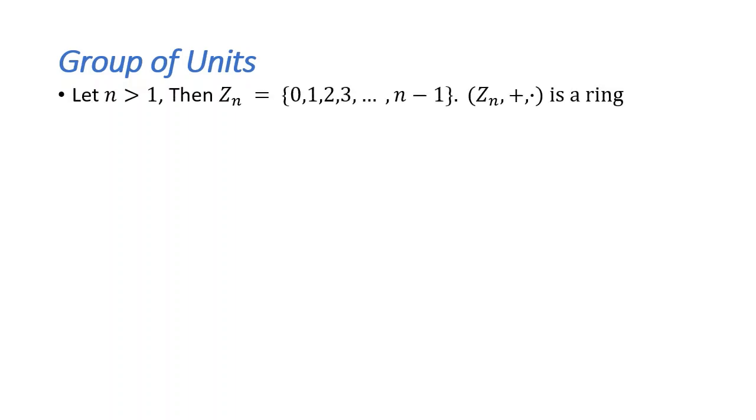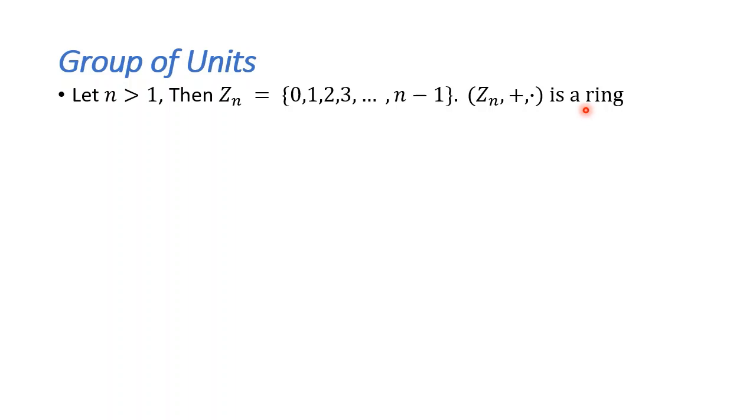Next we shall see group of units. So consider the integers modulo n. Here we have defined two operations, addition and multiplication. Actually Zn, plus, dot is a ring. The ring definition and all, we shall see later.